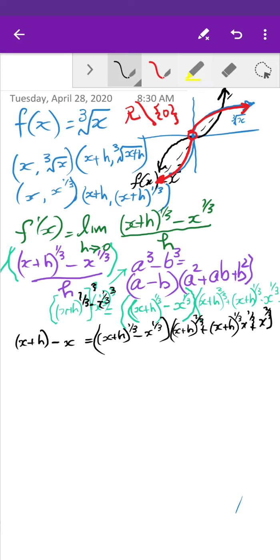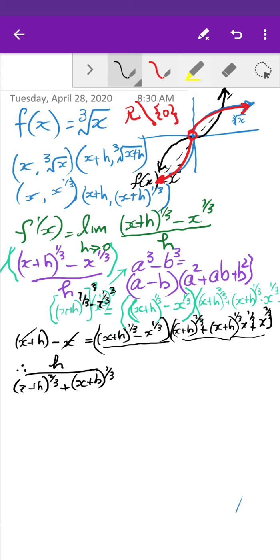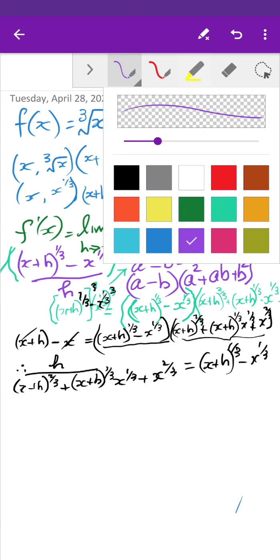Alright, complicated, but I'm going to leave that on the right. I'm going to take this across, make it divide. Therefore, look at this, x minus x can cancel. So therefore h over x plus h to the 2/3 plus x plus h to the 1/3 times x to the 1/3 plus x to the 2/3 equals x plus h to the 1/3 minus x to the 1/3. We had to do that because I'm now going to go back to our original formula and continue with the next line.